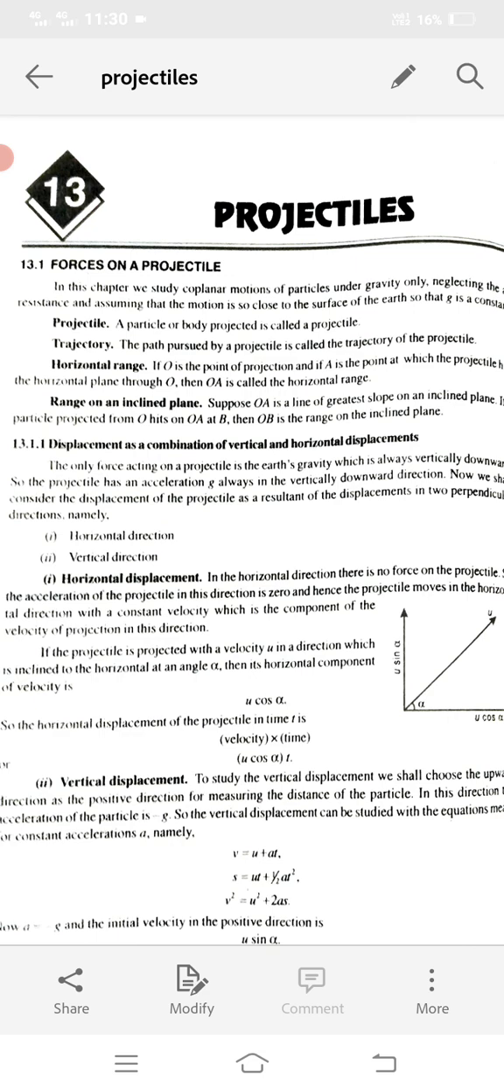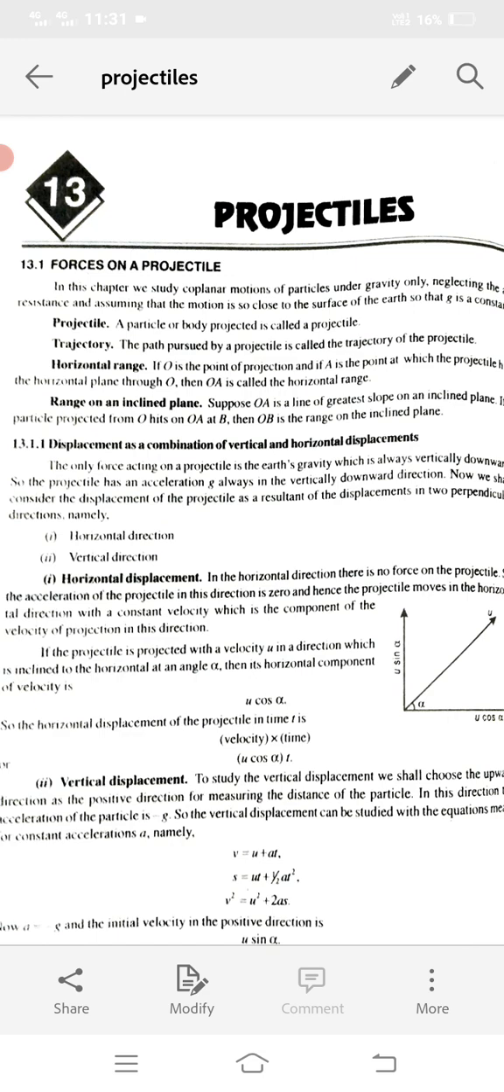Here U is the initial velocity, V is the final velocity, A is the acceleration, T is the time taken by the particle for a movement or displacement. S is equal to UT plus half AT square. Here S is called displacement, U is called initial velocity of the particle, A is called acceleration. Third equation, V square is equal to U square plus 2AS. V means final velocity, U means initial velocity, A means acceleration, S means displacement of the particle.